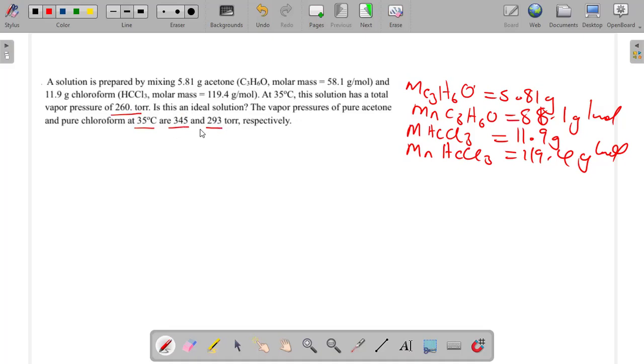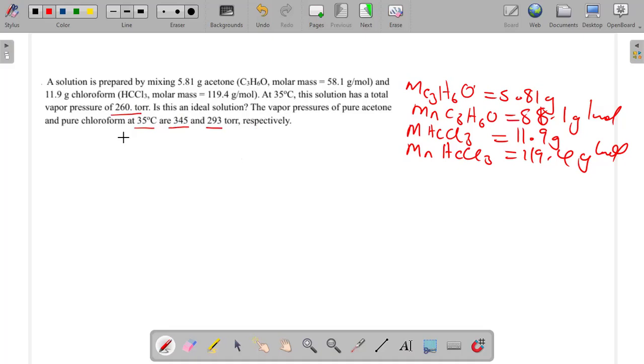Once we calculate the total vapor pressure from the two pure components, we compare it with the vapor pressure we have. How close are these two vapor pressures? Is it lower than what we've been given, or higher? Then we apply Raoult's law to confirm if this is an ideal solution or not. So let's do that.